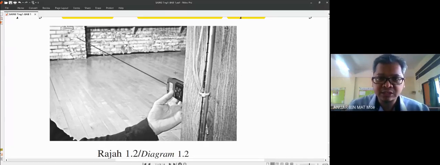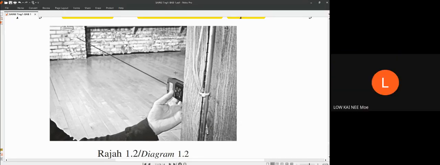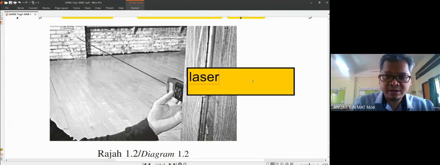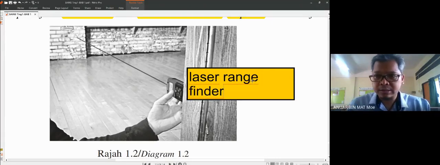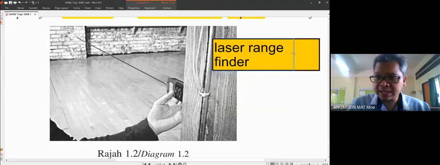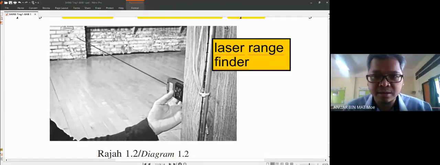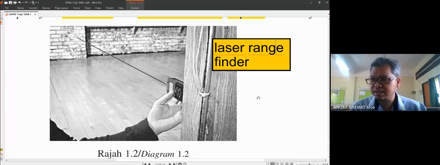So this is actually a digital range finder. Laser range finder, yeah, we call it. You can search after this on the internet. We call it a laser range finder. Right? Laser range finder. Okay. Range means what? Anybody? Dalam bahasa Melayu panggil apa? Range. BM rasanya apa range ni? Julat. What is the word for the range?